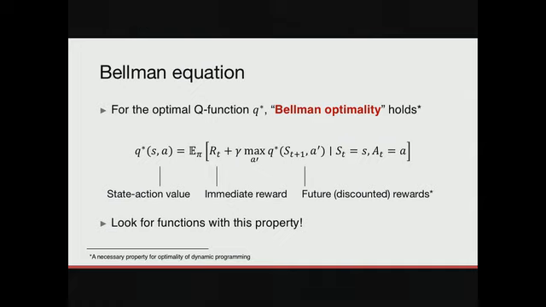So the question is, how do we find this thing? How do we find Q star? Because Q star is not only the thing that gives you the optimal policy, it also satisfies this equality. This is not true for every Q function, but it's true for the optimal one.